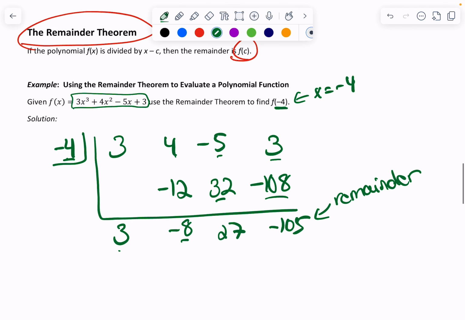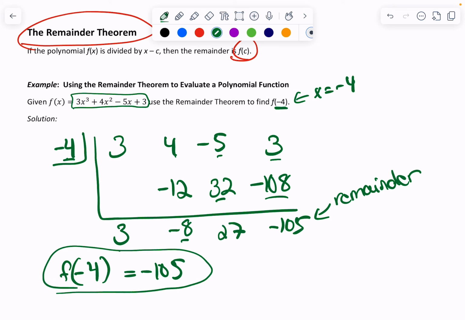Now, according to the remainder theorem, f of -4 is -105, and that was what was asked. So we could have plugged in the -4 over here and done the calculation and gotten -105. We should. But again, this is another way of doing it. So we know that the remainder is whatever we are dividing by.